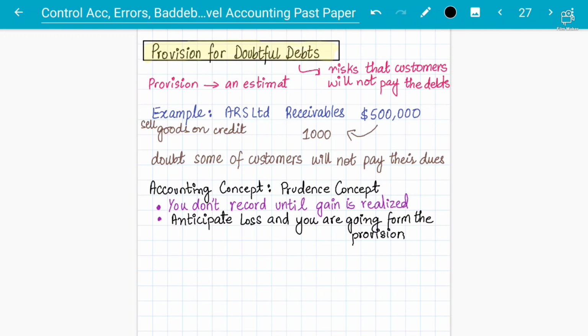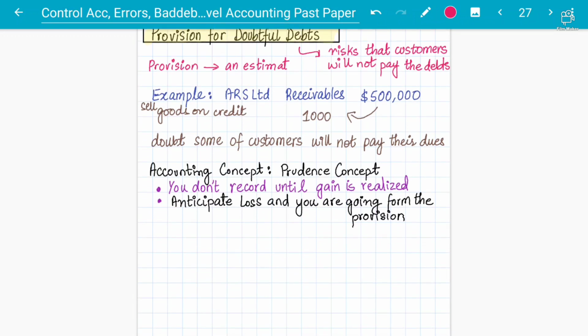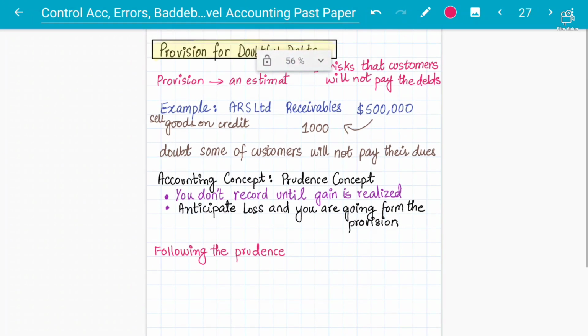And now linking it with provision for doubtful debts: every business which sells goods on credit faces the risk of bad debts, and following the prudence concept, the business should provide for this anticipated loss in the form of a provision. I'll write down this important point as well. As I said, this lecture is only based on theory and understanding of provision for doubtful debts.